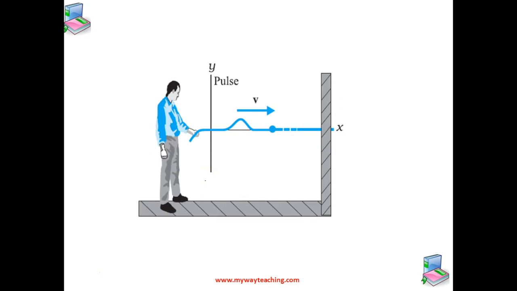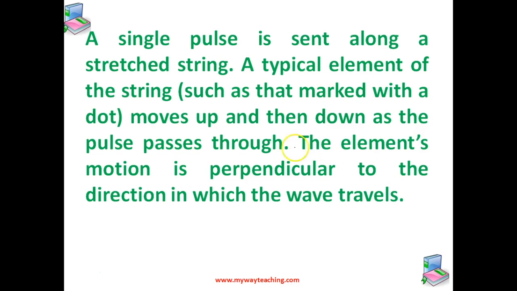You can see here a single pulse, how it is transmitted, that is sent along a stretched string. A typical element of the string, such as that marked with a dot, moves up and then down as the pulse passes through. The element's motion is perpendicular to the direction in which the wave travels.